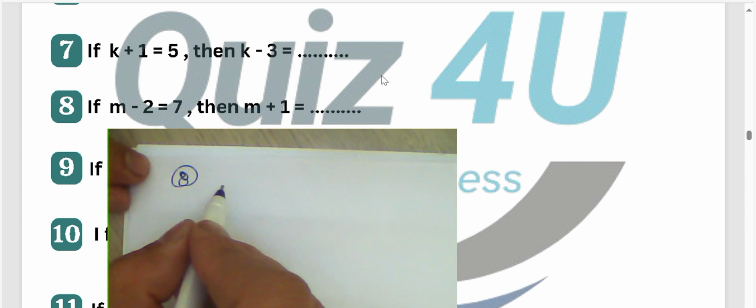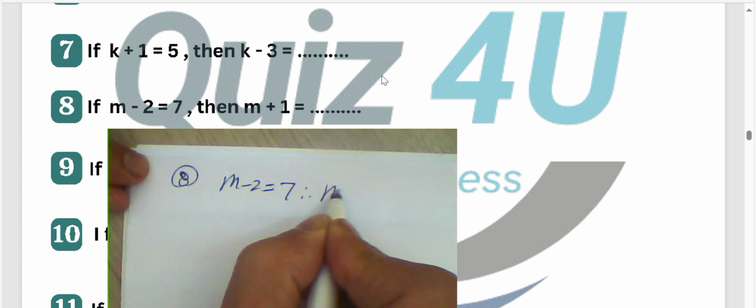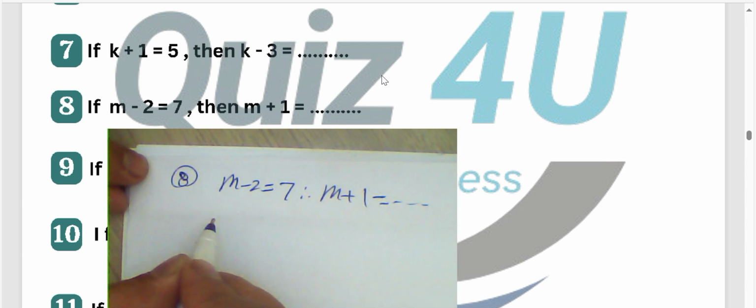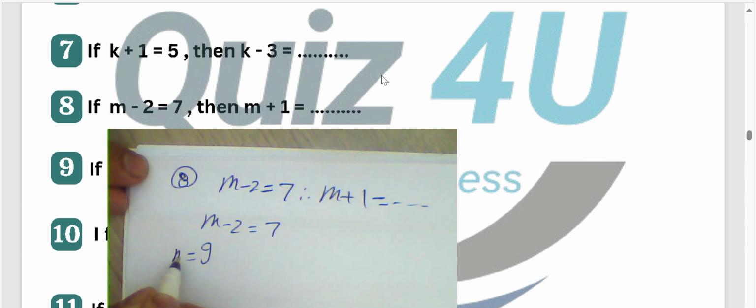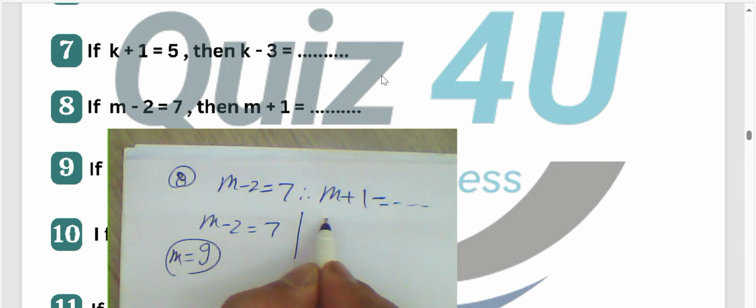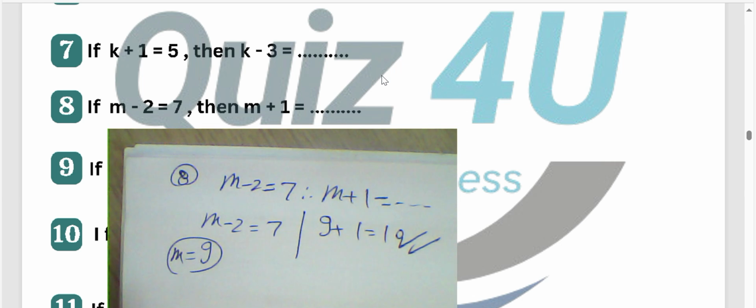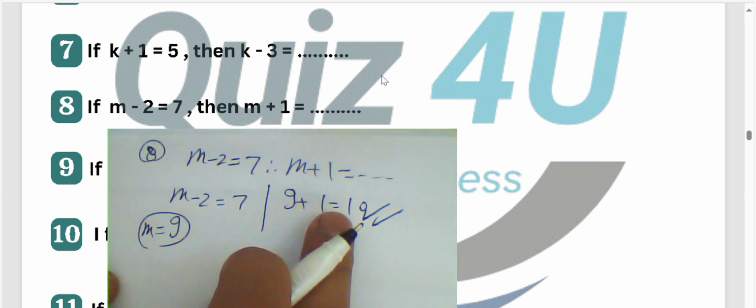We have m minus 2, it will be 7. Then m plus 1 equal what? M minus 2 will be 7, then the value of m will be 9, because 9 minus 2 is 7. And then put 9 here. Then m plus 1 equals 10, so the result will be 10. Put 10 in the space here. 9 plus 1 equals 10.